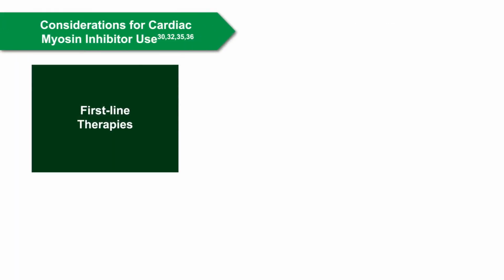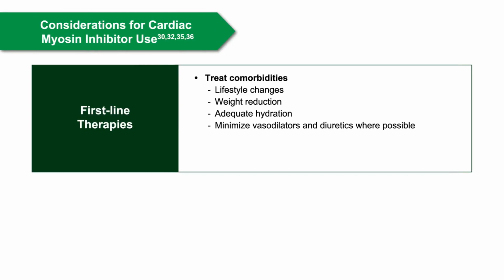Where do cardiac myosin inhibitors fit in the current management algorithm for obstructive hypertrophic cardiomyopathy? At present, we should first of all focus on patients' comorbidities, which may be exacerbating their symptoms.